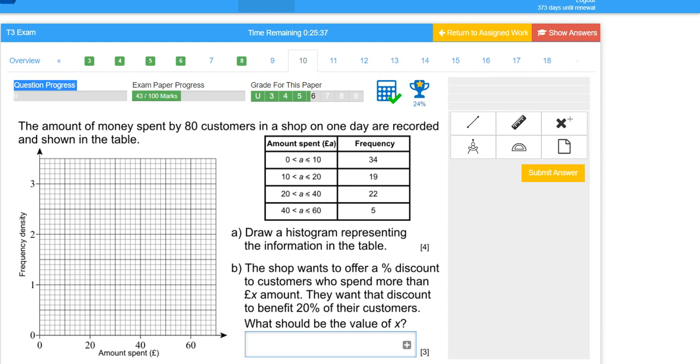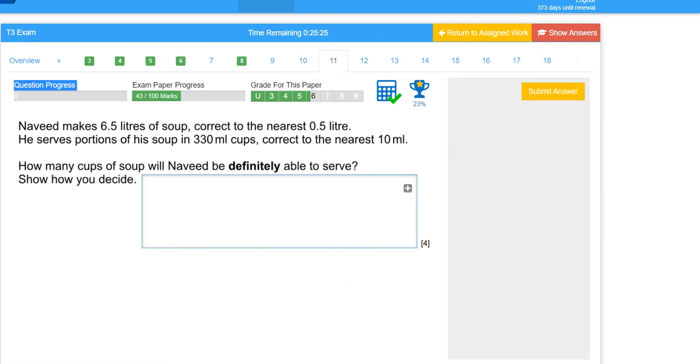We haven't done frequency density. I'm going to skip this question, and the reason I'm skipping it is there are some questions towards the end where I think we can pick up some marks. So let's have a look at question 11.